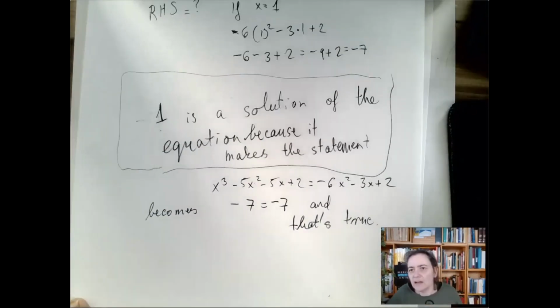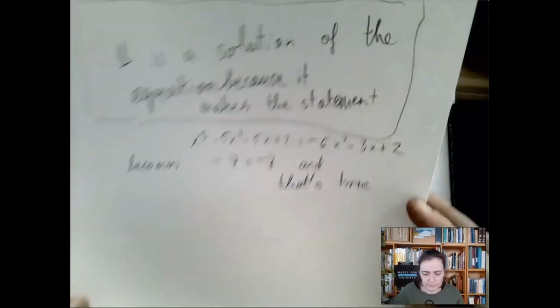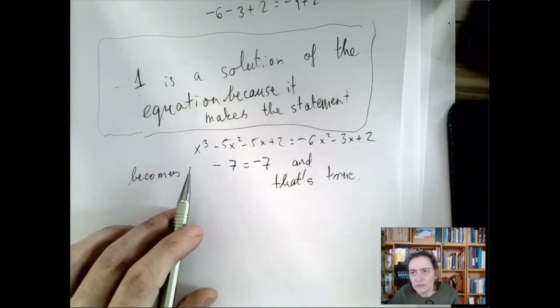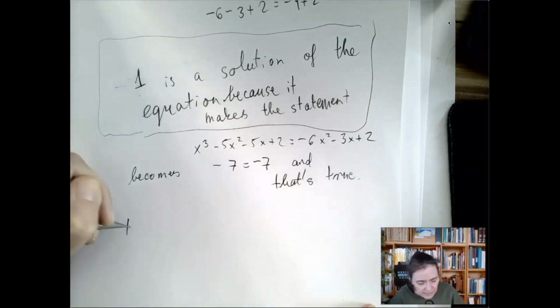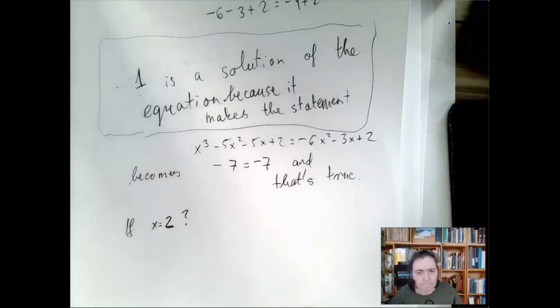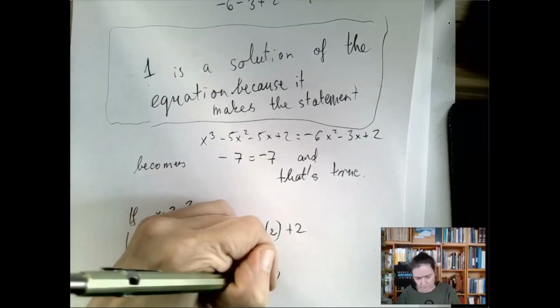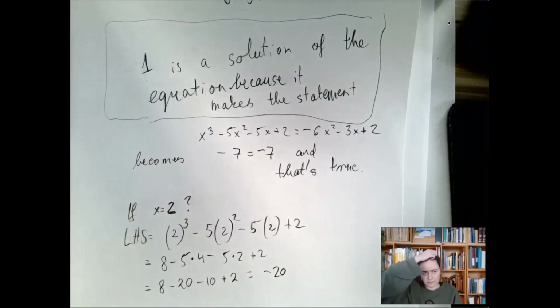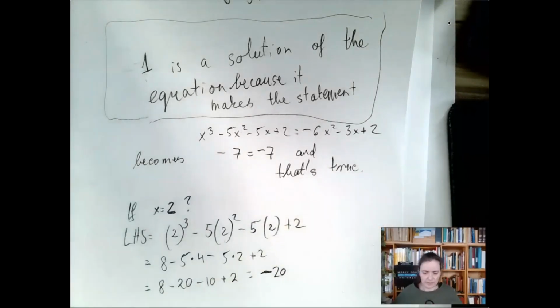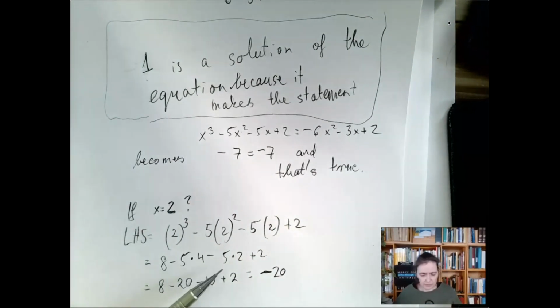Okay, well, how about 2? The equation is here, hopefully it's readable. What about if x is 2? What's the left-hand side? What's the right-hand side? Oh, I'm getting -20. Did I mess up? I probably did mess up. -5 times 4, -5 times 2.